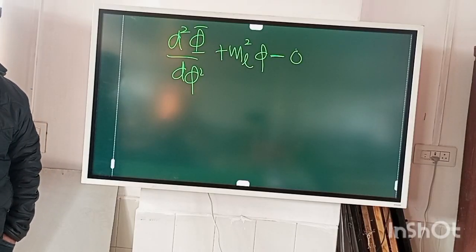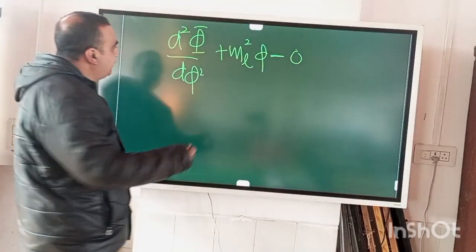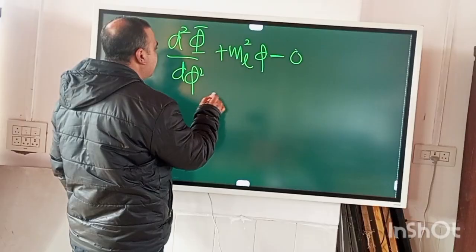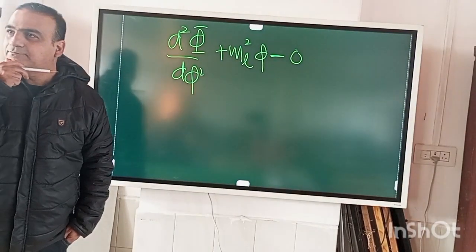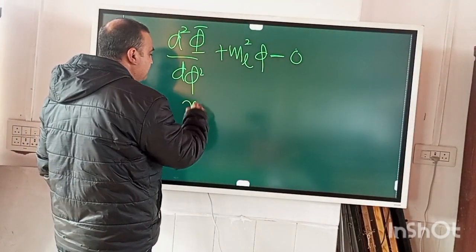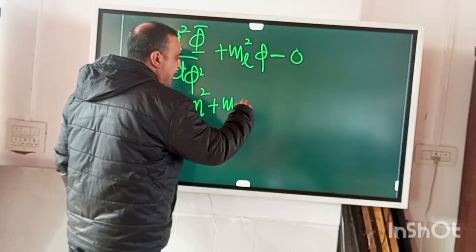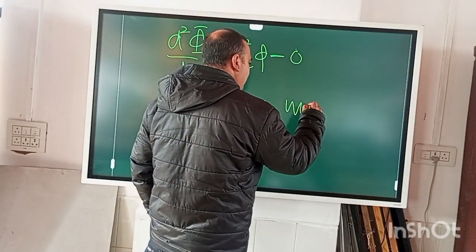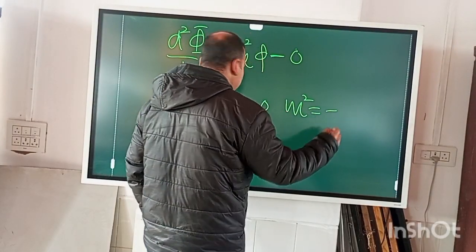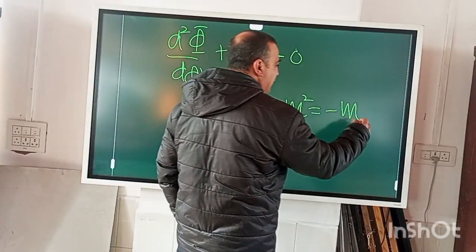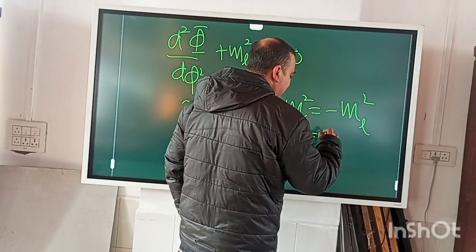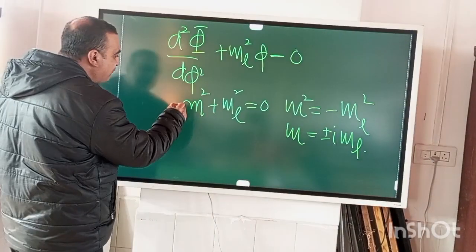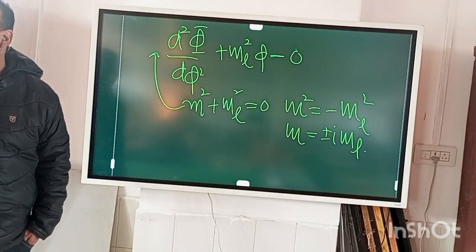A sine. You can think of that as, come on. m square plus ml square is equal to 0. So m square will be minus ml square. So m will be plus minus iota ml. So m I have chosen here for d2 by d phi 2.